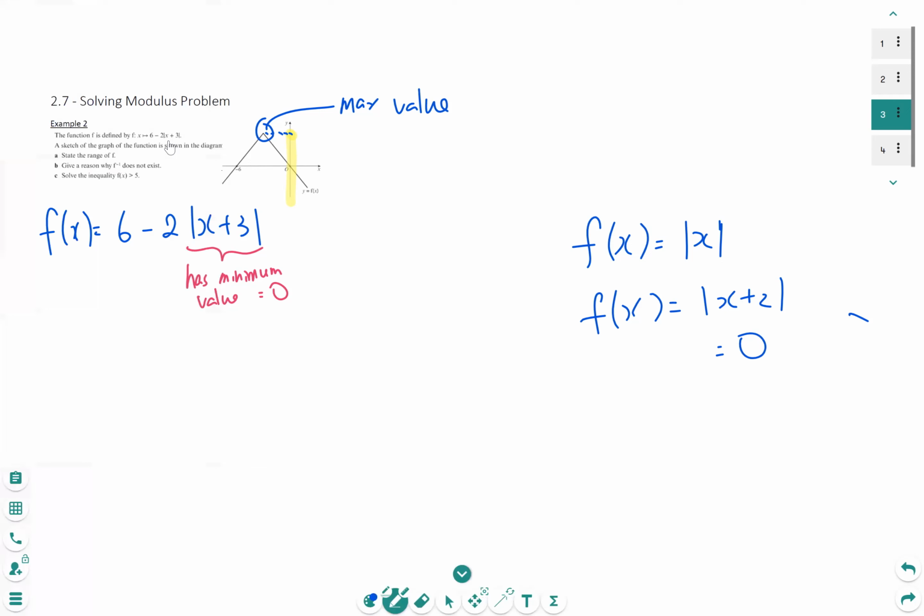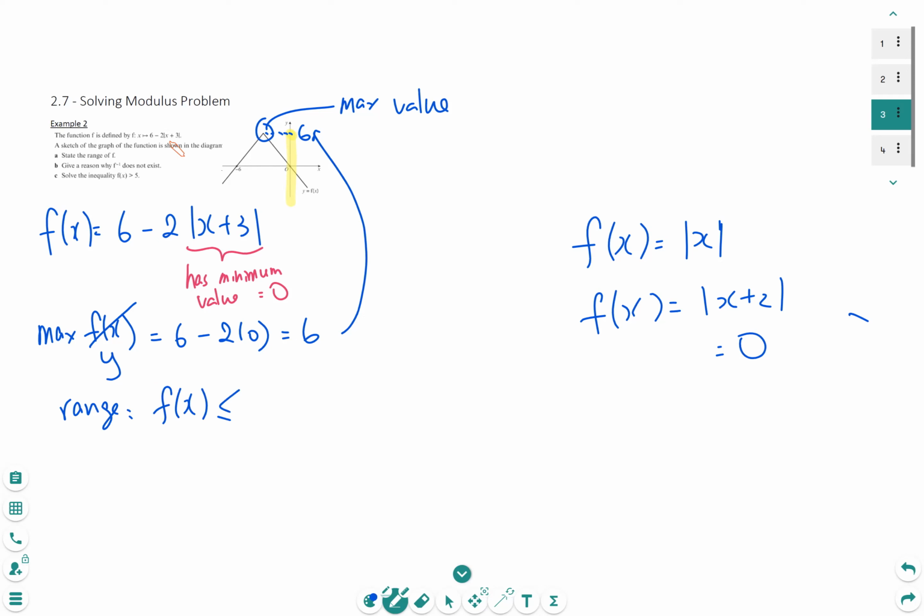So therefore, the max value of f of x, and remember f of x could be replaced by y. So the max value of y equals 6 minus 2 times 0, which is 6. In other words, that tip has a y coordinate of 6. And therefore, the range is f of x less than or equal to 6.